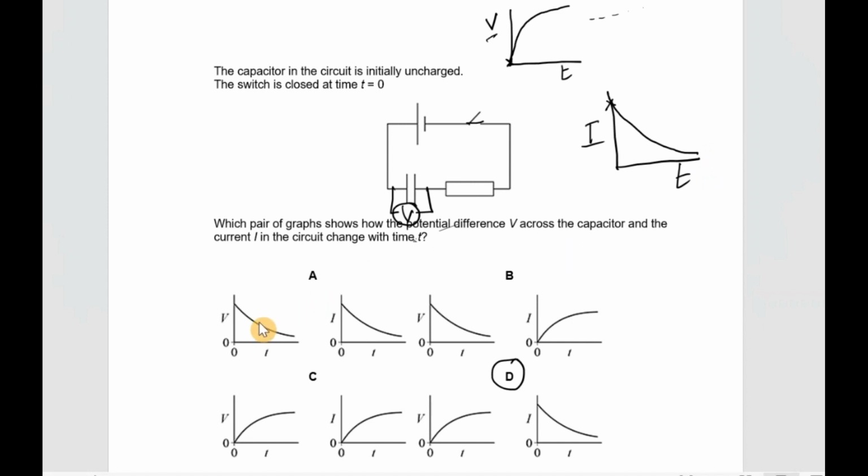So that's got the wrong PD shape. That's got the wrong PD shape. So it's either going to be C or D, but as you can see with C, that's the wrong current-time graph. So D is the correct answer.